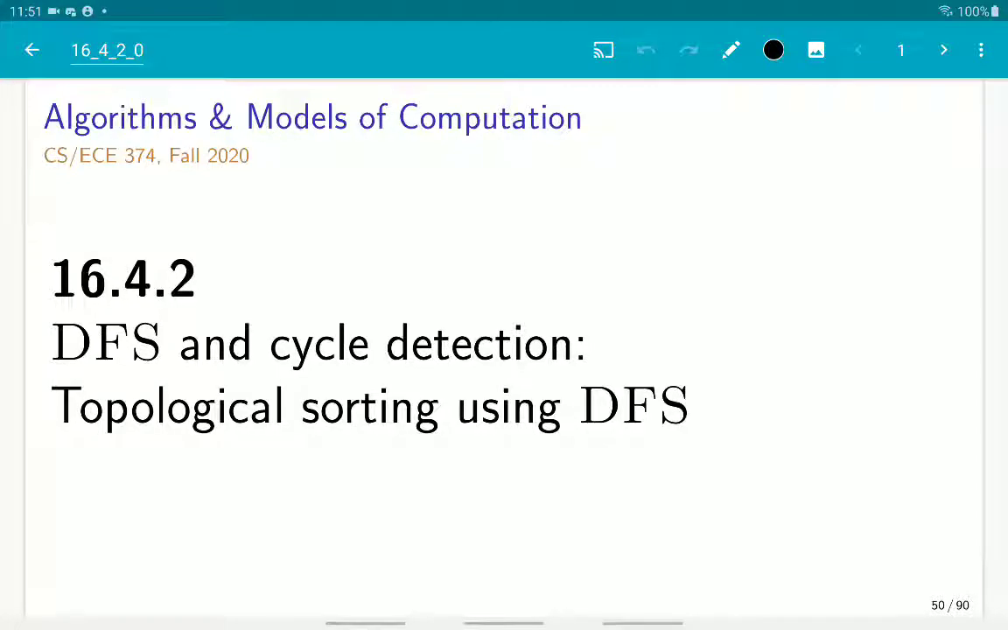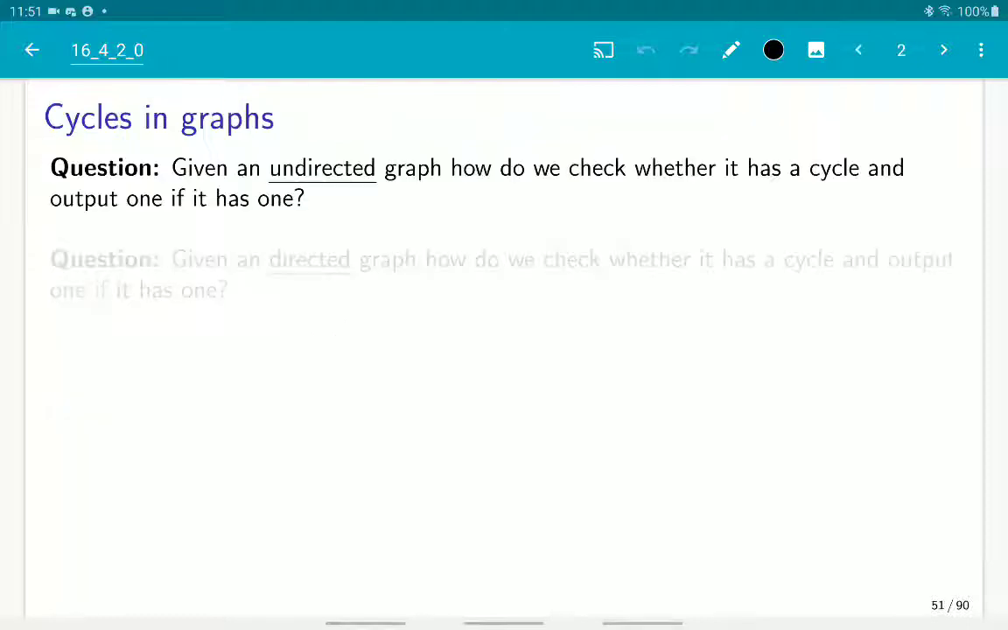Okay, one of the nice things you can do with DFS is detect cycles, but in fact, this immediately leads to the topological sorting algorithm, which is kind of nice. So for an undirected graph, the problem is very simple. I give you an undirected graph. I ask you if there is a cycle.